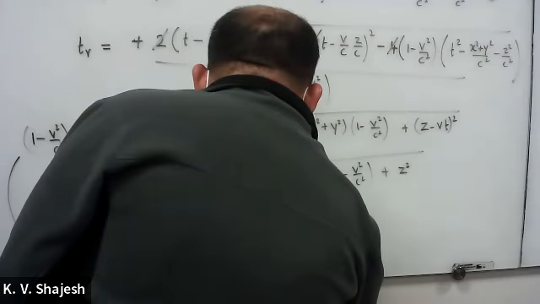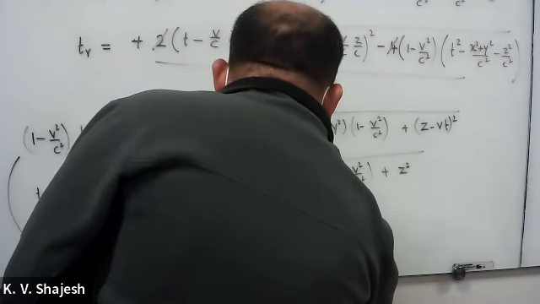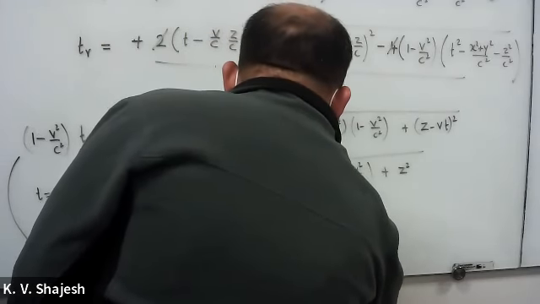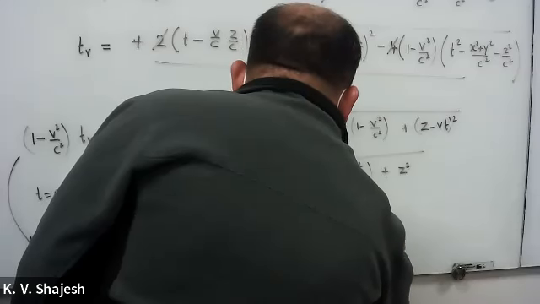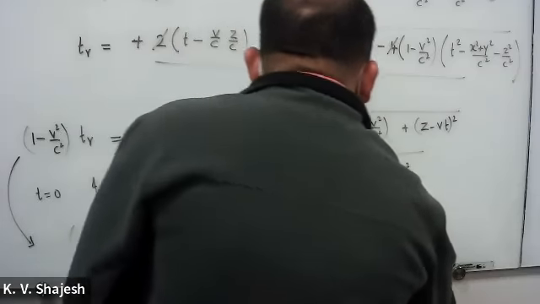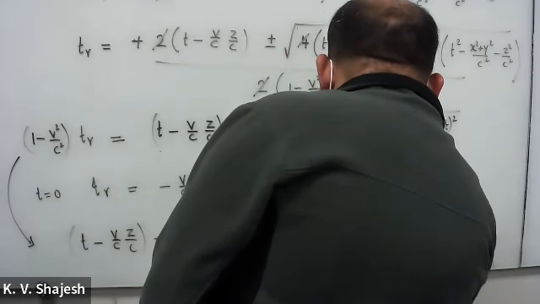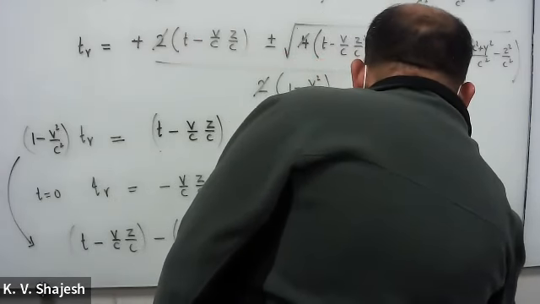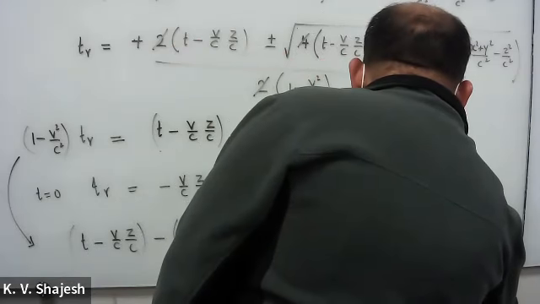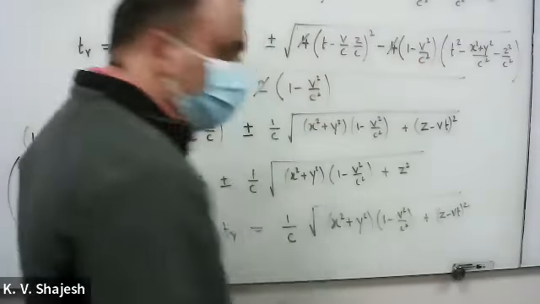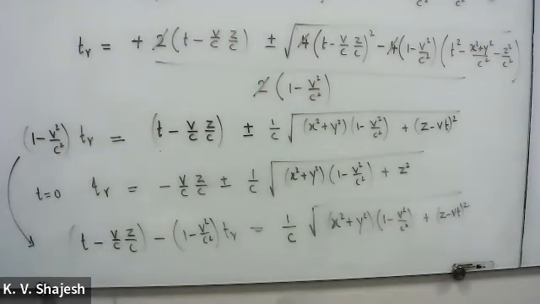solution. We bring it out, so it's 1 over c square root of x squared plus y squared times 1 minus v squared over c squared plus c minus vt squared. So my Green's function is like this one.